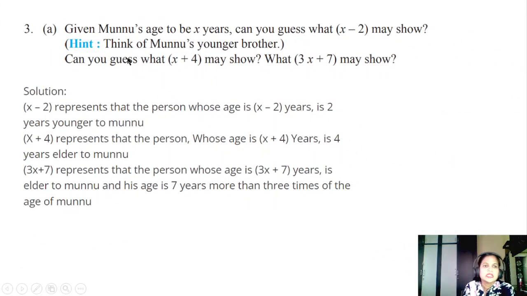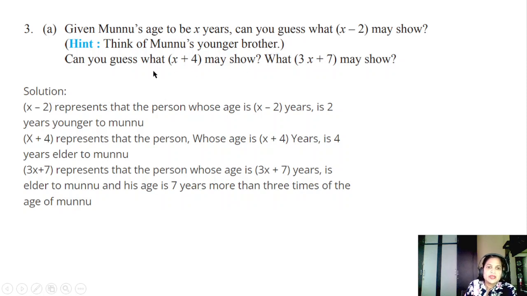Then after that, this is third A. Given Manu's age to be X years. Can you guess what X minus 2 may show? Manu's age is X years. X minus 2 means somebody in their family is 2 years younger than Manu's age. Who might that be? A younger sister or younger brother, right? Hint, think of Manu's younger brother.